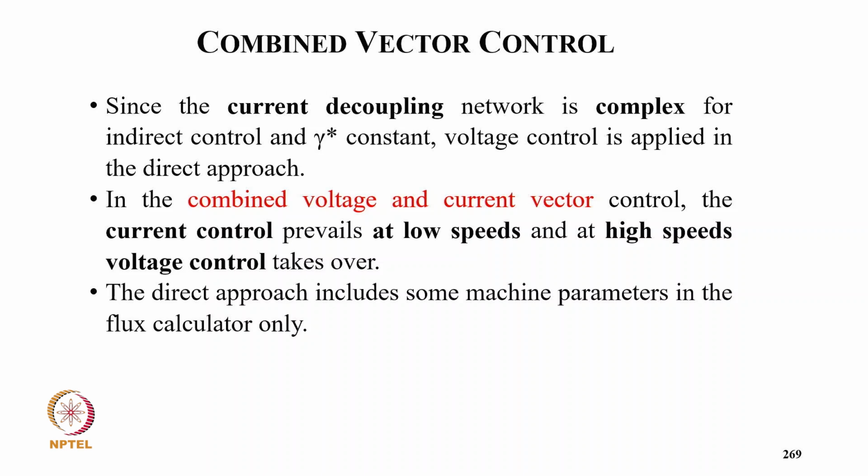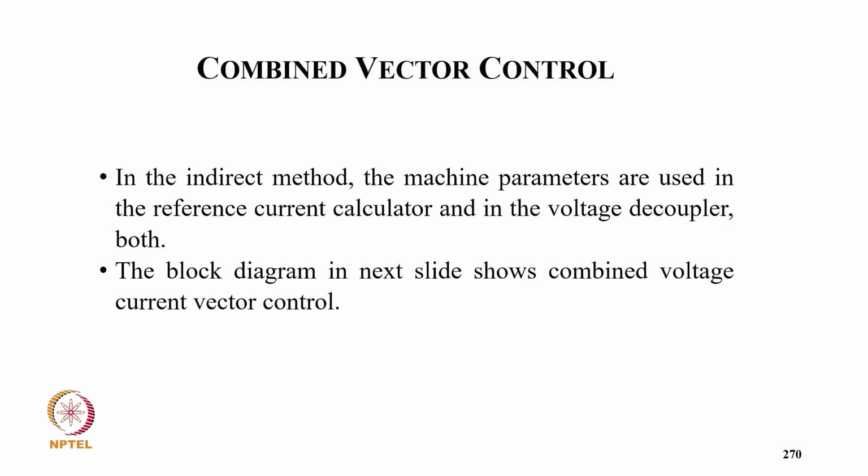In the combined voltage and current vector control, the current control operates at low speed, and at high speed voltage control takes over. The direct approach includes the machine parameters in the flux calculator only. In the indirect method, the machine parameters are used in both the reference current calculator and the voltage decoupler. The next slide shows the block diagram of the combined voltage and current vector control.